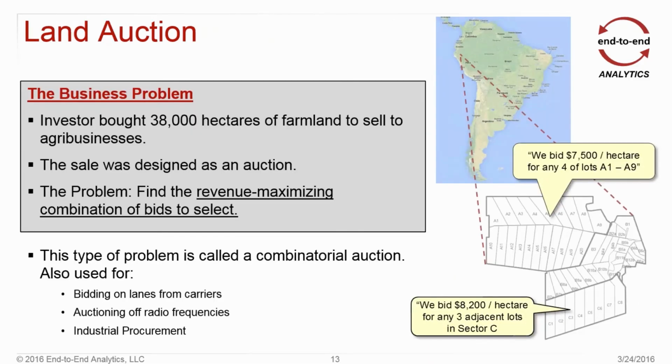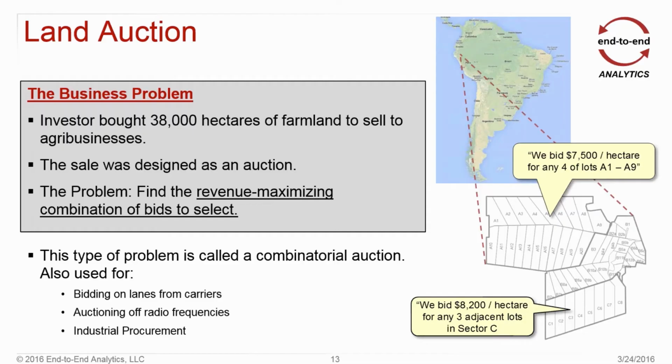So the first problem we want to discuss is a land auction problem. This is a combinatorial auction. This took place in Peru, and an investor had a number of lots of farmland, and they were selling off each lot in an auction. And a bid could come in where somebody could bid on a collection of lots. So somebody might come in, for example, as we have here in this top call out, they could bid on any 4 lots between A1 and A9.